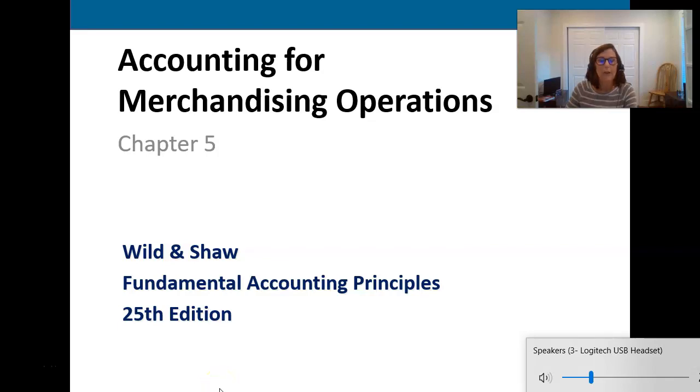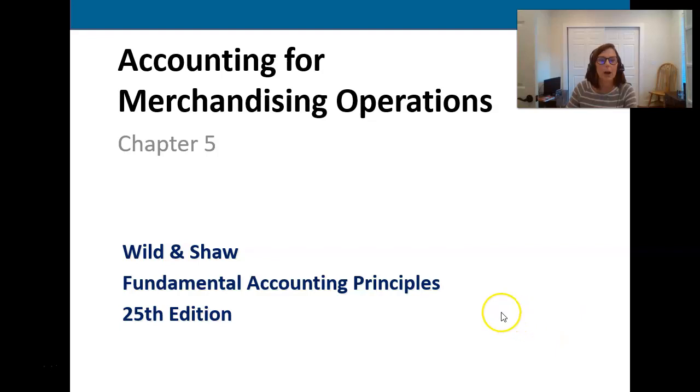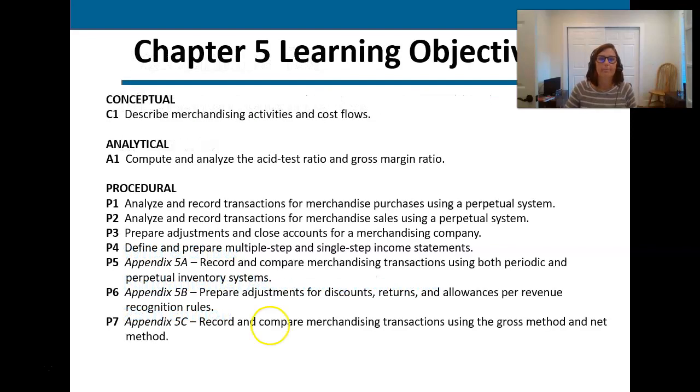Welcome to Chapter 5. So far this semester we have focused on service businesses. In other words, none of the companies that we had sold a product. They were consulting or something else along those lines that didn't have a tangible product. So now we're going to take those concepts that we've learned and expand those to include products.